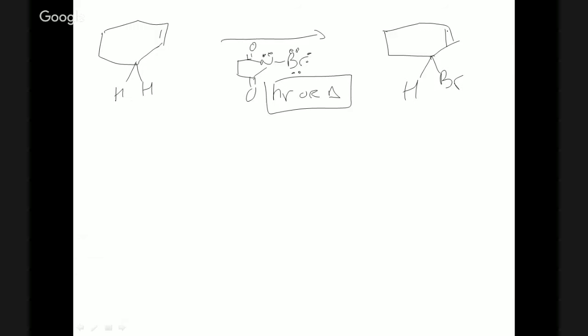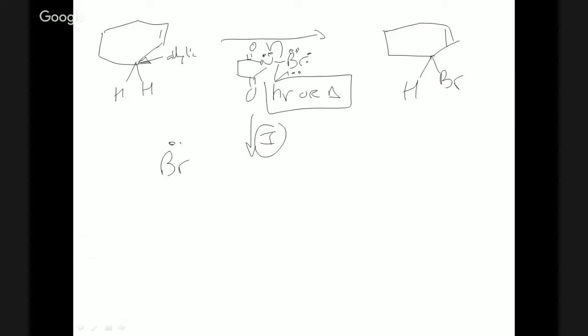Allylic bromination. This is the allylic position right here. I'm just drawing an arrow there. Allylic bromination. So initiation, that's an I. The nitrogen-bromine bond is going to break homolytically using fishhook arrows, giving 2 radicals.